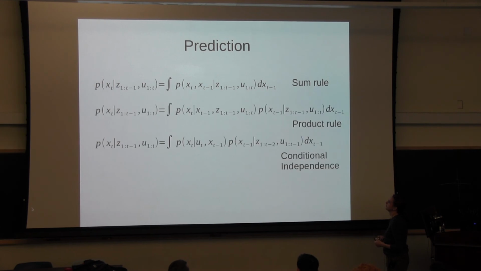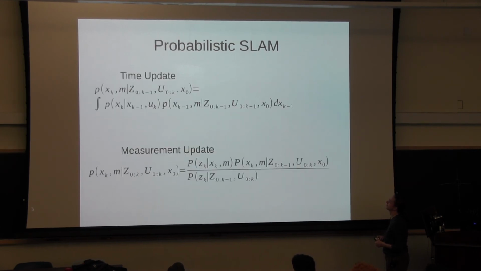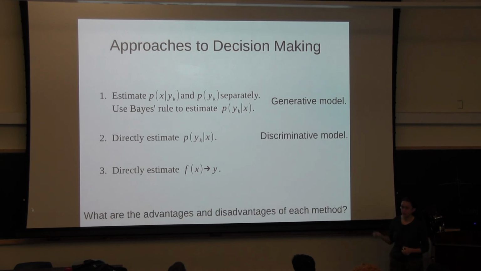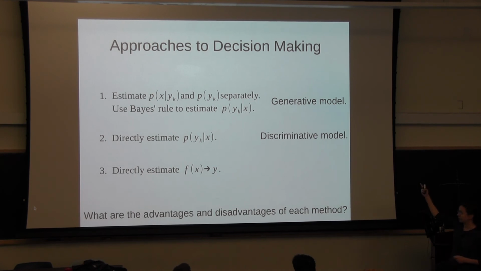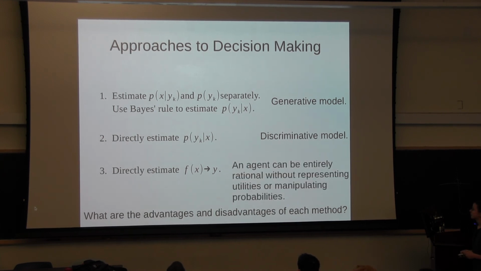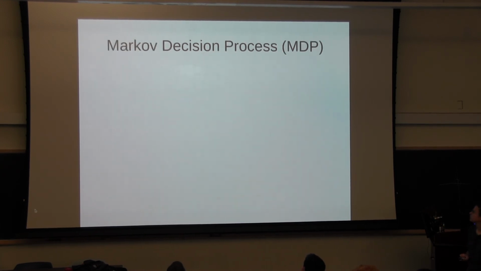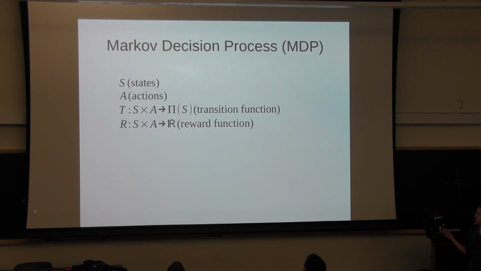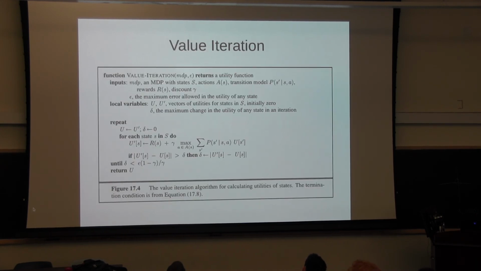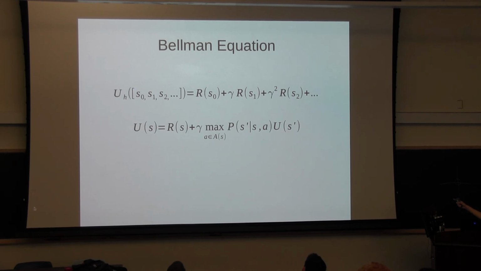So we talked about prediction, Bayes filters. We kind of talked about SLAM, decision making. We kind of talked about this stuff at the beginning when we did the policy search stuff. So like estimating generative models, discriminative models, where you either estimate the conditional distribution or you directly estimate this function here. You can be entirely rational without actually doing probabilities. And then we did MDPs, so we talked about these transition functions and reward functions a bunch, so I won't cover it now. Bellman equation, value function, summing up our expected reward over time.